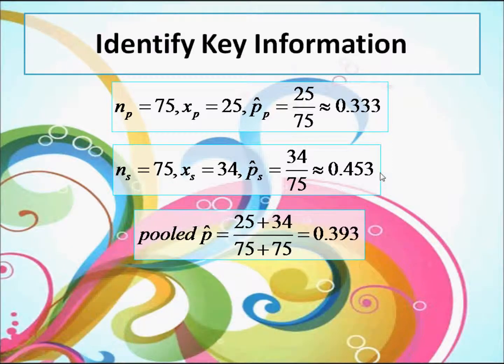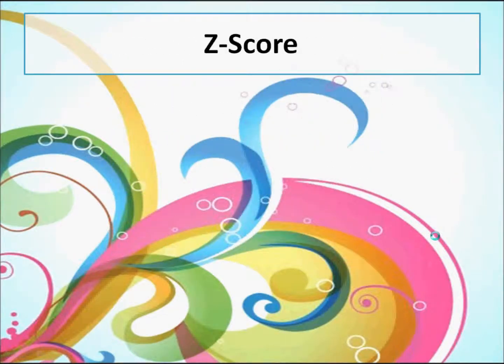I'm now going to do what's called a pooled p-hat, which is my successes added together, so 25 plus 34, divided by the sample size of each, 75 plus 75. That gives me 0.393. Now I'm going to find my z-score.